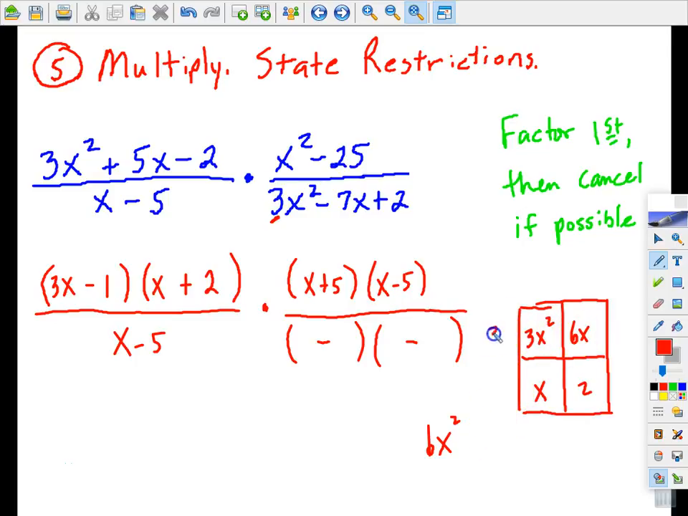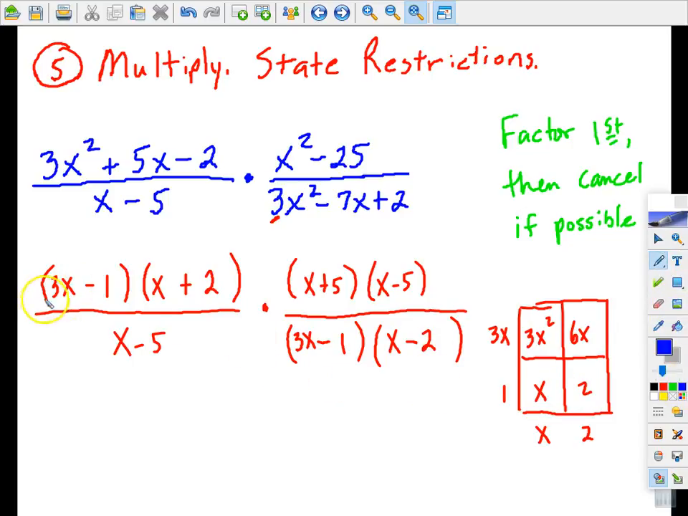The GCF of the top row is 3x. Bottom row is 1. This column would be x, and this column would be 2. So those numbers show us the factoring, 3x minus 1, x minus 2. All right. And now we're ready to see what we can cancel.